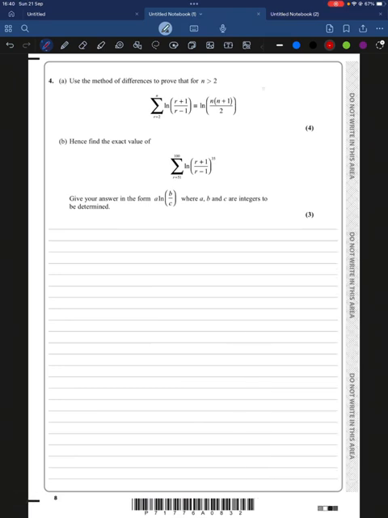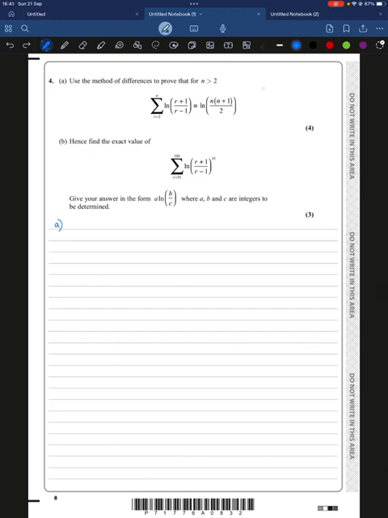Now this one, part A. Use the method of differences to prove that for n is greater than 2, this is equal to this, right? So we're now dealing in logarithms, so we've got like a logarithmic series.